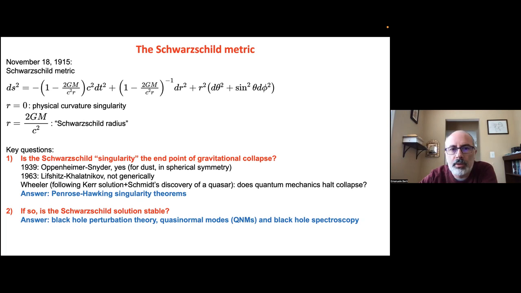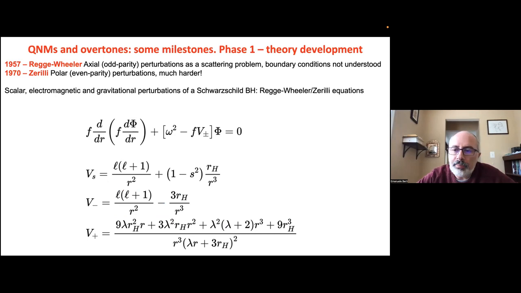Basically, the key tools were put in place by Regge and Wheeler in 1957, who showed that by using an appropriate angular basis, the tensor spherical harmonics and the Fourier decomposition in time, you end up with a Schrödinger-like wave equation of this form for perturbations of a Schwarzschild black hole that are axial or odd parity. And several years later, Zerilli showed that a completely analogous result, but with a more complicated potential, also holds for even parity perturbations.